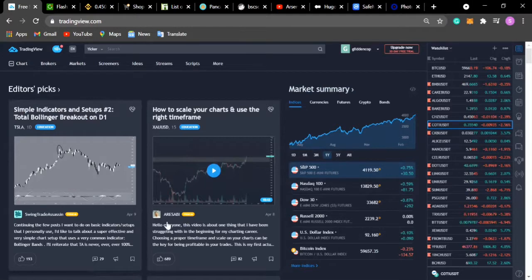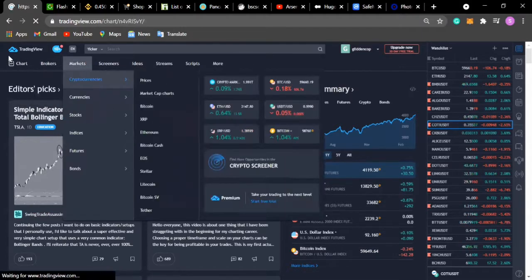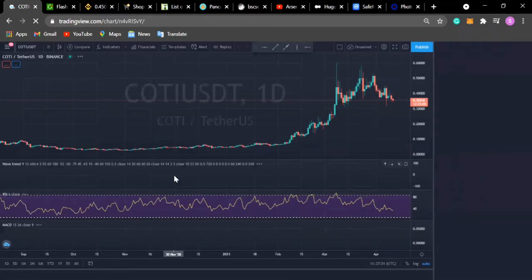Once you're on TradingView, you probably might have white on your TradingView. Well, mine is black because I changed the theme to dark theme. So once you're on TradingView, you just click on chart here. Click on chart, it takes you to your chart.